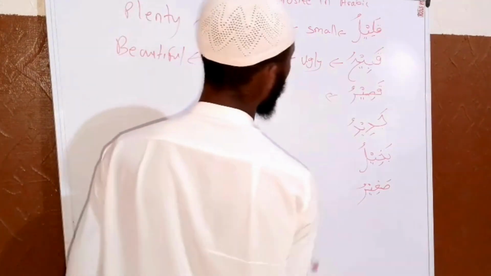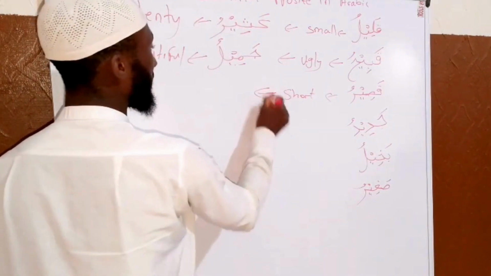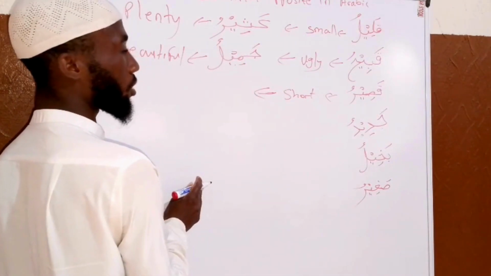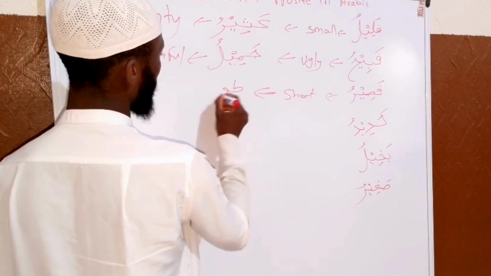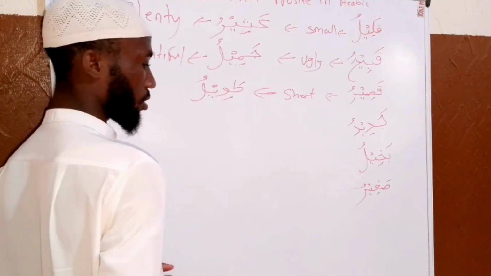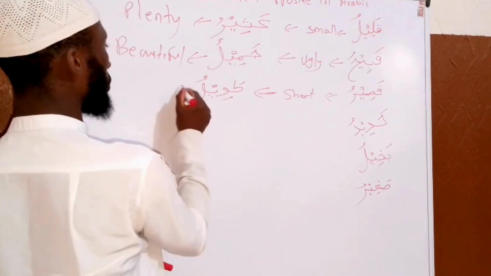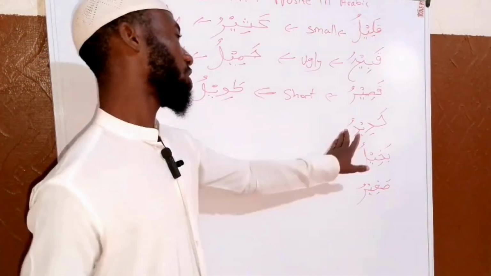Now, we have qasir, that's short. Then the opposite of qasir is tawil. Qasir, short. Then tawil, that's tall.